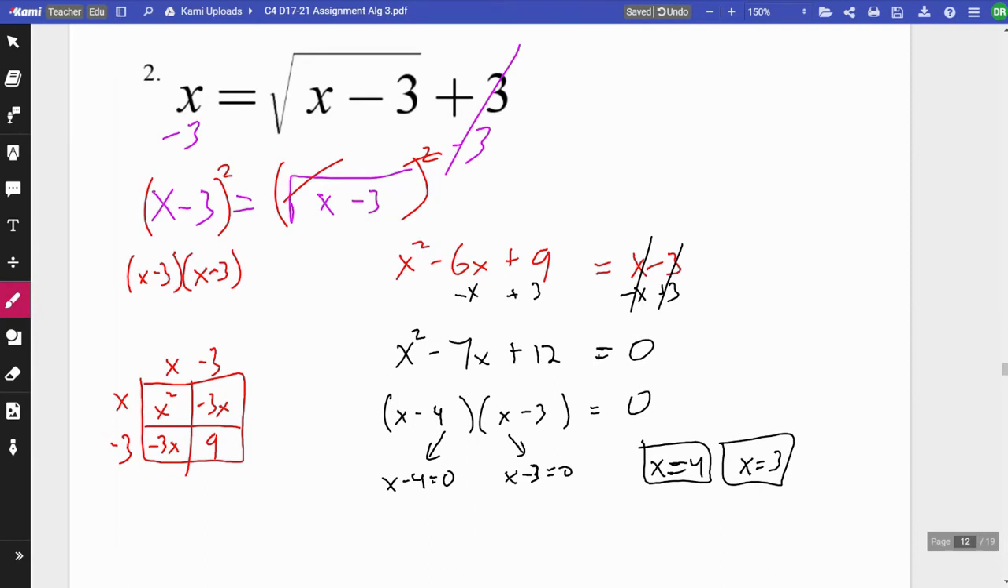So we could plug these in real briefly. X equals 4. So 4 is in here. We get 4 minus 3, which is 1, square root of 1. Yeah, that's fine. There's no problem with that. Plugged in 3 here, you get 3 minus 3 is 0, square root of 0. Yep, that's fine. So if you plugged in either of these, they would both work. No extraneous solutions. Everything's good.